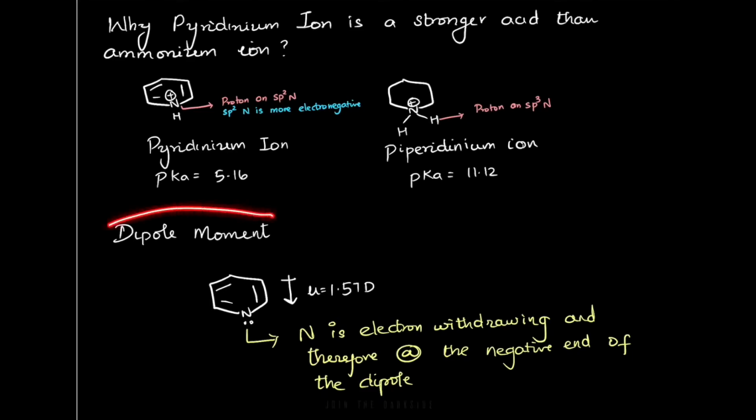Now let's talk a little bit about the dipole moment. How much is the dipole moment value, and in which direction is it? We know that nitrogen is electron withdrawing, and therefore the negative end of the dipole moment should be pointing towards nitrogen. So the positive end is in this direction.